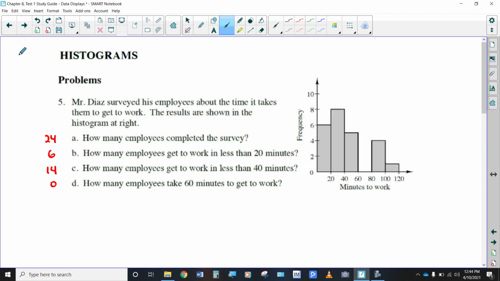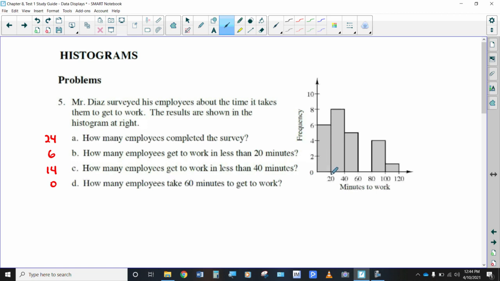Now let's move to histograms, and this is really just interpreting the histogram. Mr. Diaz surveyed his employees about the time it takes for them to get to work. The results are shown here. So it looks like the bin widths are 20 minutes. So how many people went between 0 and, I guess that's technically 0 and 19?